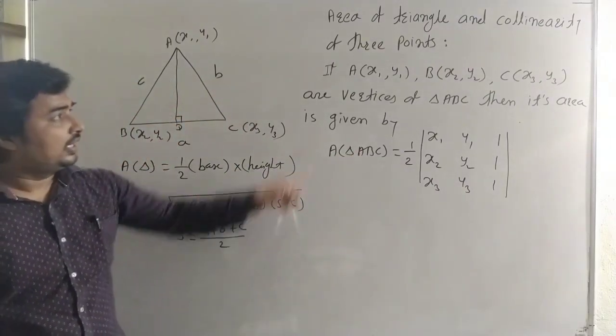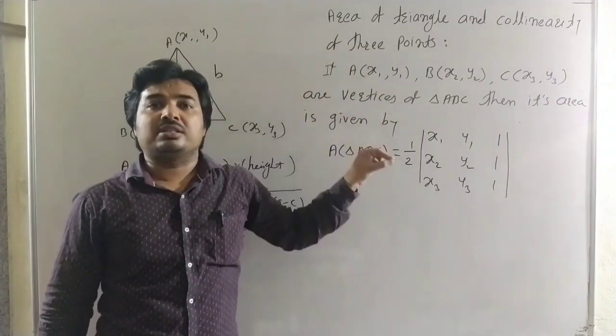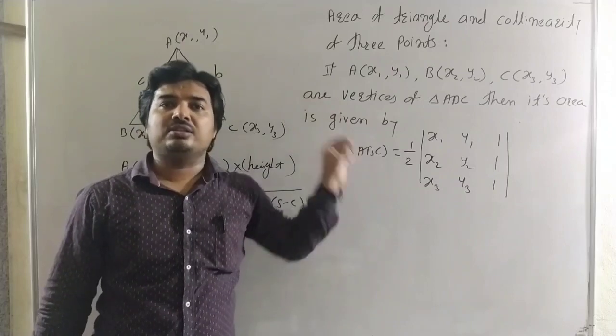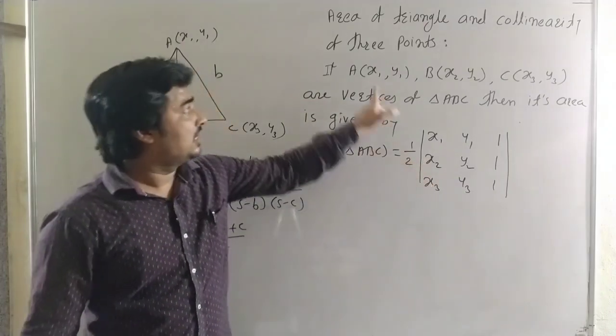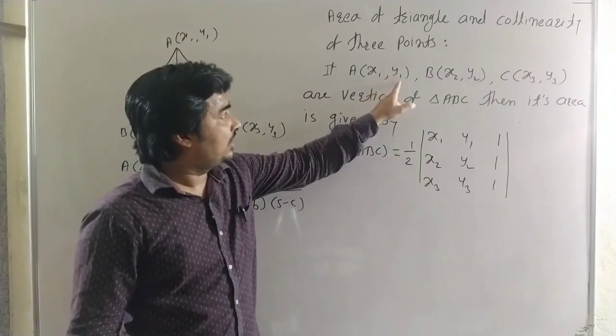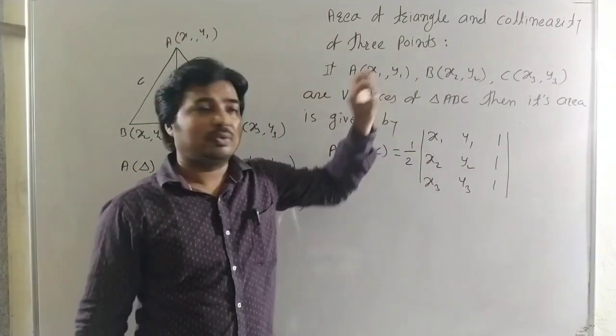from these two. Okay, here when the three coordinates, that is the vertices of triangle, are given, then the area of triangle is as follows. The first vertex is x1 y1, second vertex is x2 y2, and third vertex is x3 y3.